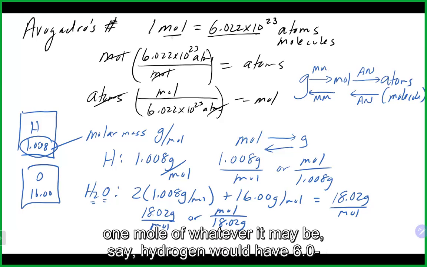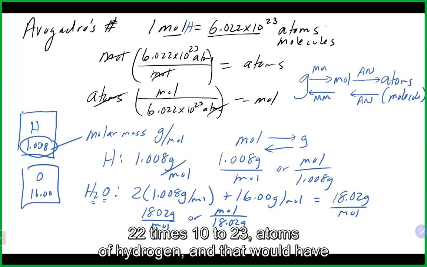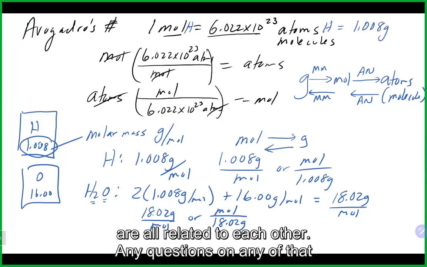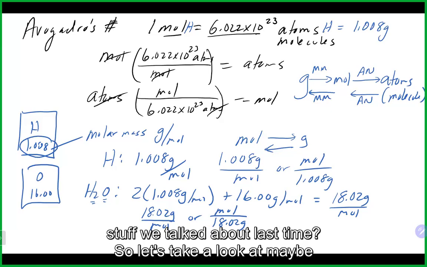1 mole of whatever it may be, say hydrogen, would have 6.022 times 10 to 23 atoms of hydrogen, and that would have a mass of 1.008 grams. So again, that's basically how they are all related to each other. Any questions on any of that stuff we talked about last time?